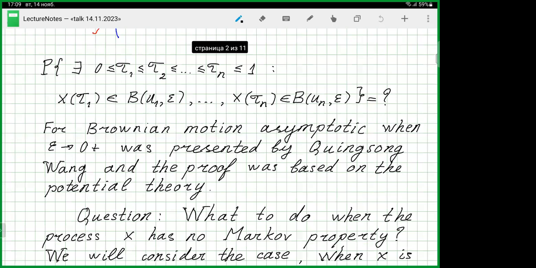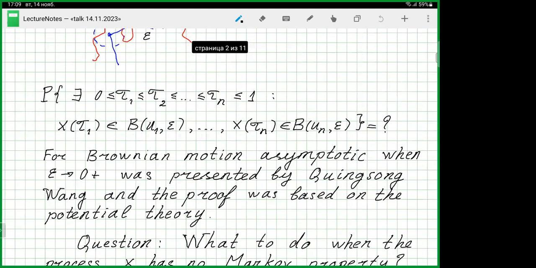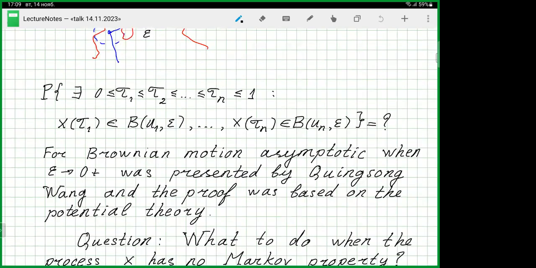Okay, but now we just concentrate on the following question: how to calculate or estimate this probability in the case when X has no Markov property. So now I am not saying that we will push epsilon to 0. Just look for this probability. Let epsilon be fixed, u_1, ..., u_n are also fixed, and X is a Gaussian process.